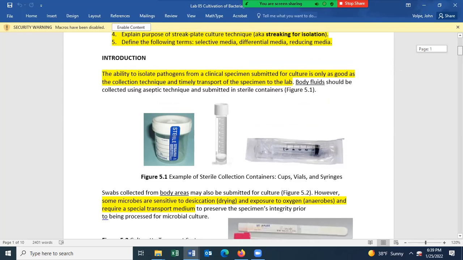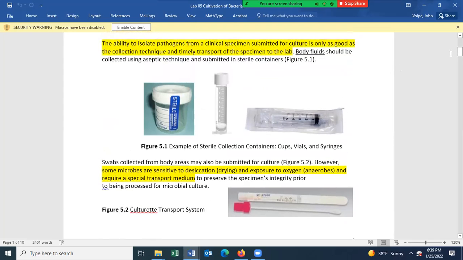The ability to isolate pathogens from a clinical specimen submitted for culture is only as good as the collection technique and the timely transport of the specimen to the lab. Some microbes are sensitive to desiccation, drying, and exposure to oxygen, anaerobes, and require special transport medium to preserve the specimen.